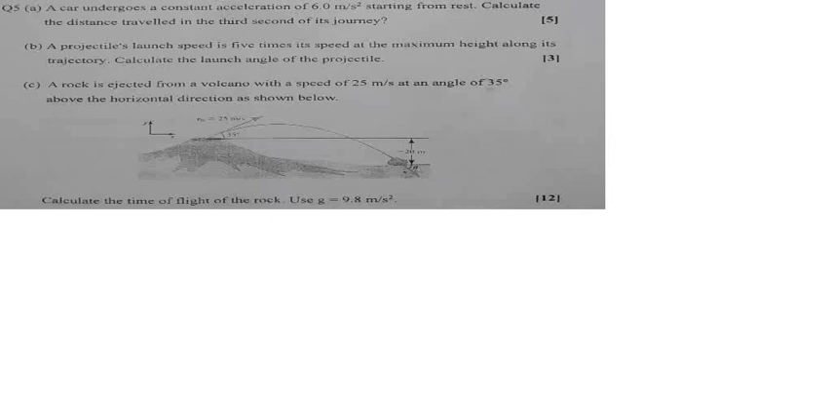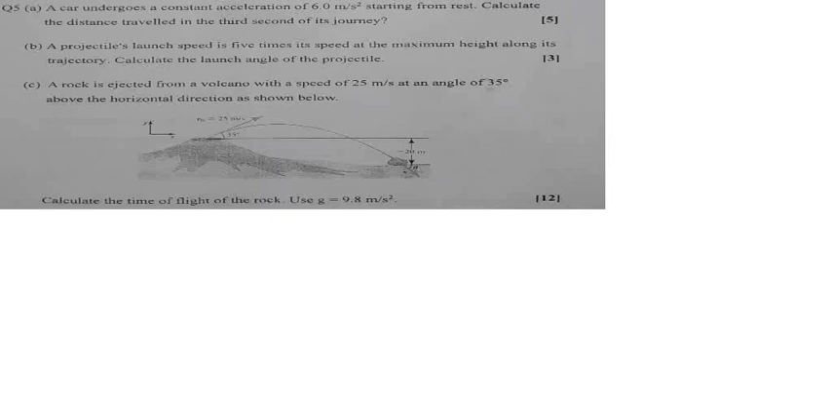So part A is saying a car undergoes a constant acceleration of 6 meters per second squared starting from rest. Calculate the distance traveled in the third second of its journey. Perfect. Now, how do you understand this question? It is asking us to calculate the distance traveled in the third second. Third second doesn't really mean to say the time is 3 seconds.